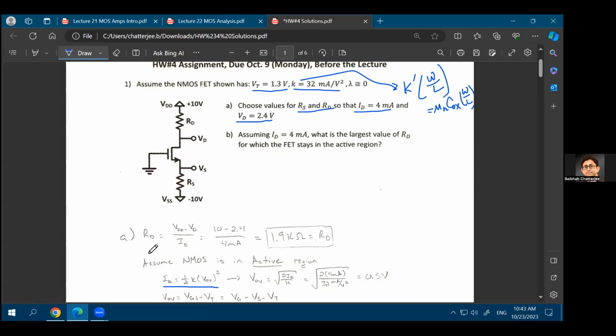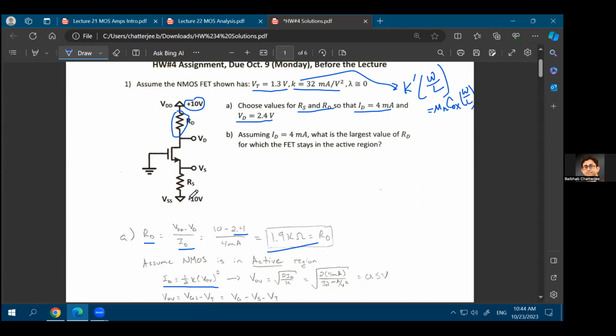Now, finding out the value of RD is very easy because you are already given VDD, which is equal to 10 volts. You're already given the value of VD, which is the drain voltage that would be equal to 2.4 volts. And you're also given the value of the drain current, ID. So you know the voltage at the top terminal as well as the bottom terminal of this resistance. Also the current through that resistance is known. Now we can just apply Ohm's law, right? Resistance equal to voltage divided by current, and that would give you 1.9 kilo ohm as the value of RD.